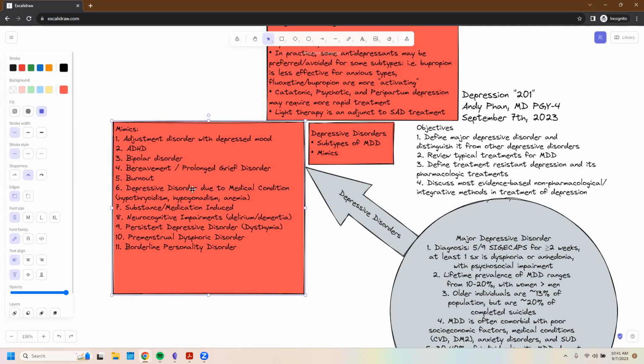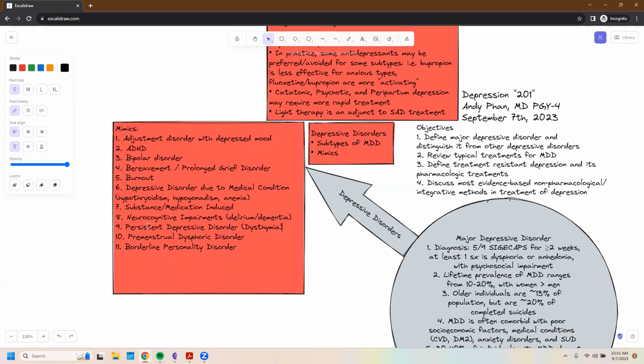Okay. Just a reminder, persistent depressive disorder is basically that you're spending a lot of your time in the 1 to 4 SIGECAPS criteria, but for 2 years, and you never really quite fully meet criteria for full major depressive disorder.